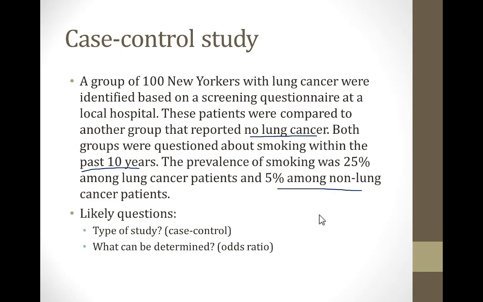So likely questions: what type of study is this? Well, it's a case control. And the way you recognize that is by looking at how they found the patients. Patients were found by presence or absence of lung cancer. Lung cancer patients are cases, absence of lung cancer are controls. So this is a case control study. And what metric can you determine from this? It's an odds ratio, because that's what we get from case control studies.